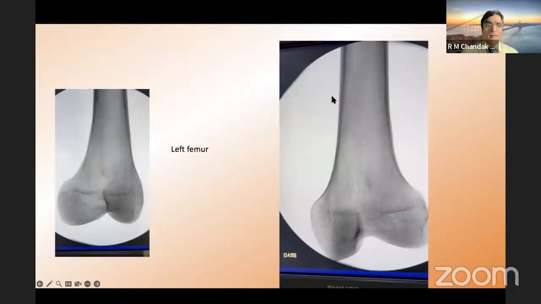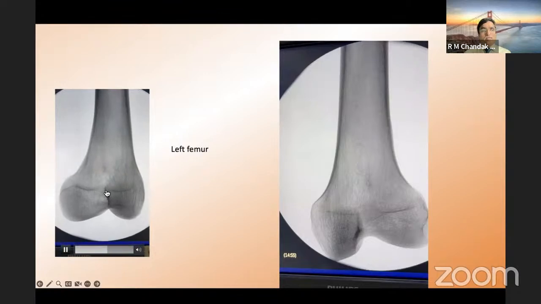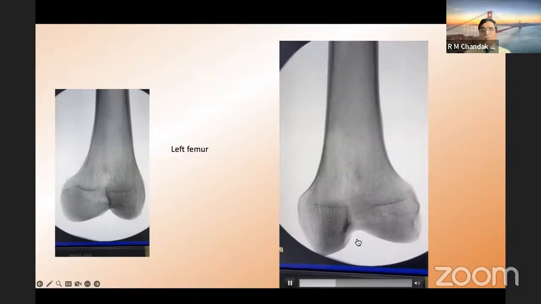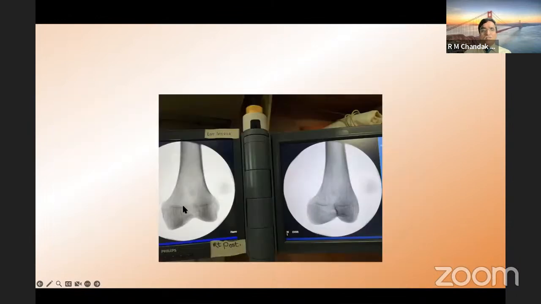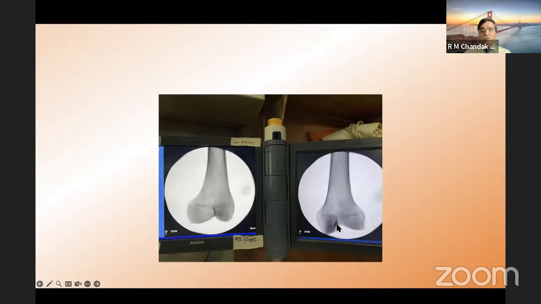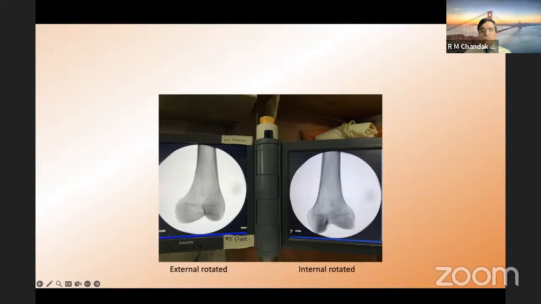Coming to rotation judgment. This is what I have found interesting, and I'm going to show what I have noted. Imagine a left femur. When you see this picture, this is usually an externally rotated femur, and you see an external condensation. What you see here is the internal condensation. So this is a normal femur configuration. Pay attention, the rotation of this is neutral. Here it is externally rotated. Here it is internally rotated. So the outer condensation is there in external rotation, and the inner condensation is there in internal rotation. And with this also I judge the rotations.